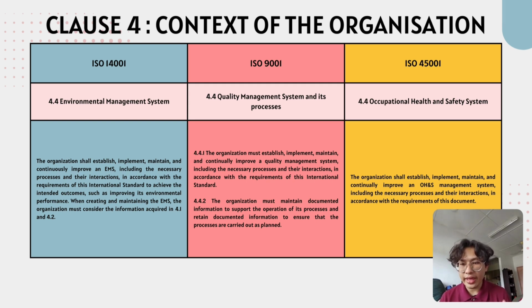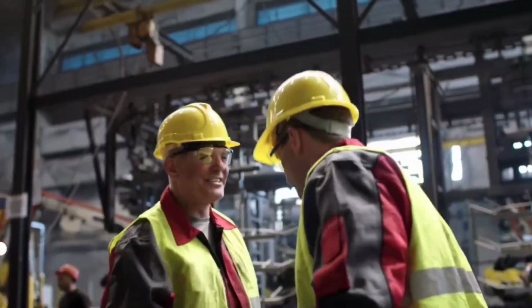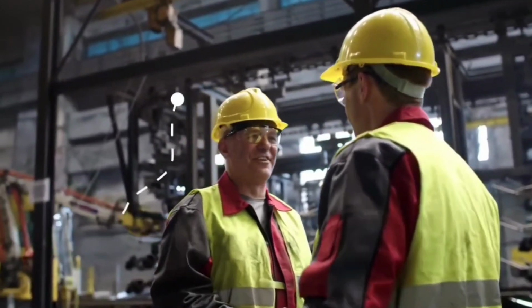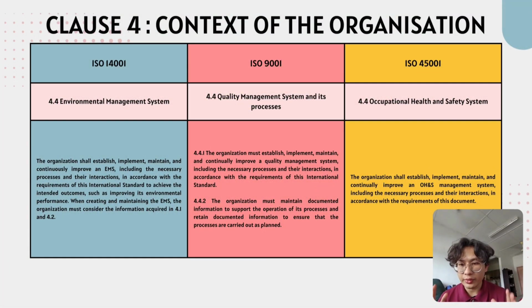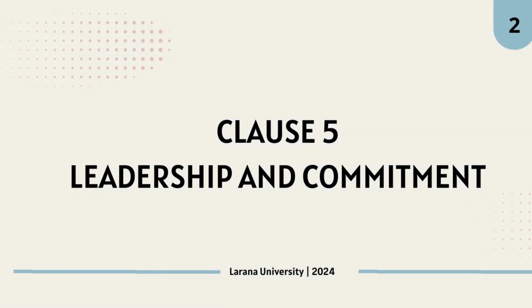Next is Occupational Safety and Health System, ISO 45001. The organization shall establish, implement, maintain, and continually improve an occupational safety and health management system, including the necessary processes and their interactions, in accordance with the requirements of this document.